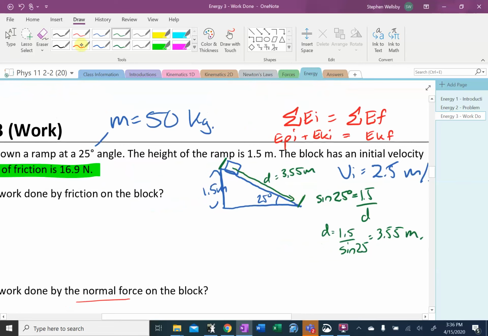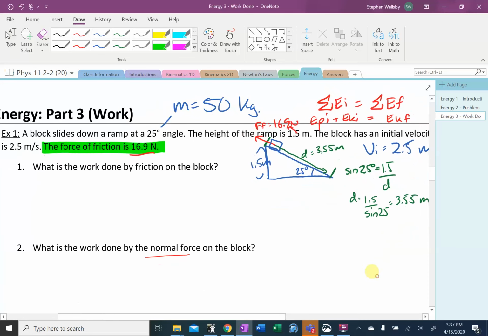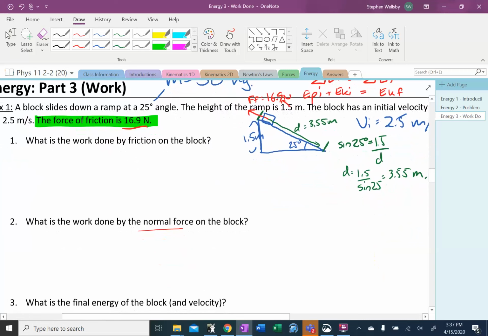The displacement is in this direction, but the force of friction is going to be going up the ramp, and that's going to be this 16.9. So F equals 16.9 newtons in this upward direction, opposite to the displacement. Please answer the following two questions for me, and then we'll go on to the third one together. What is the work done by friction on the block? That's the first question. The second question is, what is the work done by the normal force? Again, this is our normal force, and I'm worried about the work done by the normal force. Solve these two questions, and once you have, restart the video, but pause it for now.